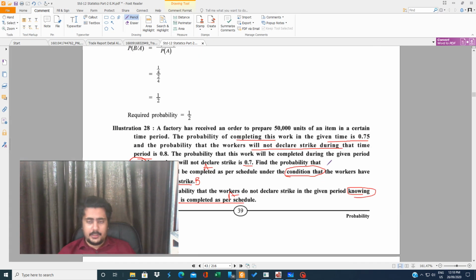We'll continue this conditional probability in the next lecture. Till then, just learn by heart how you can judge whether it is A upon B or whether it is B upon A.